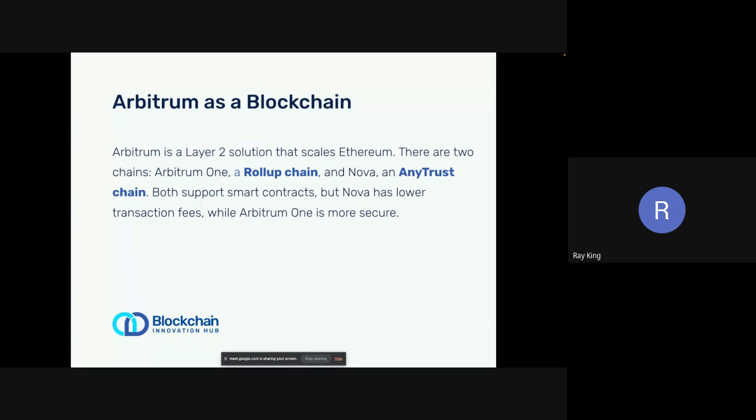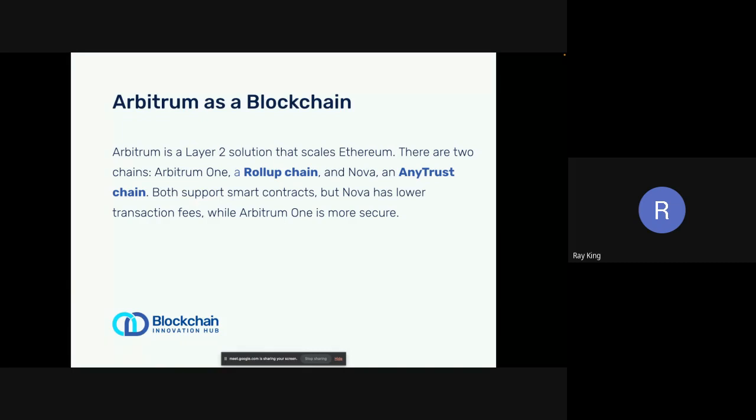But a key difference between both of them is what? Nova has lower transaction fees. Because of what was implemented in the AnyTrust chain, it actually has lower transaction fees. And as a result of this, Nova was actually created in order to reduce transaction fees. The use cases involve gaming, where they require lower transaction fees, or even where micropayments are involved. So we'll still take a look at that later on.